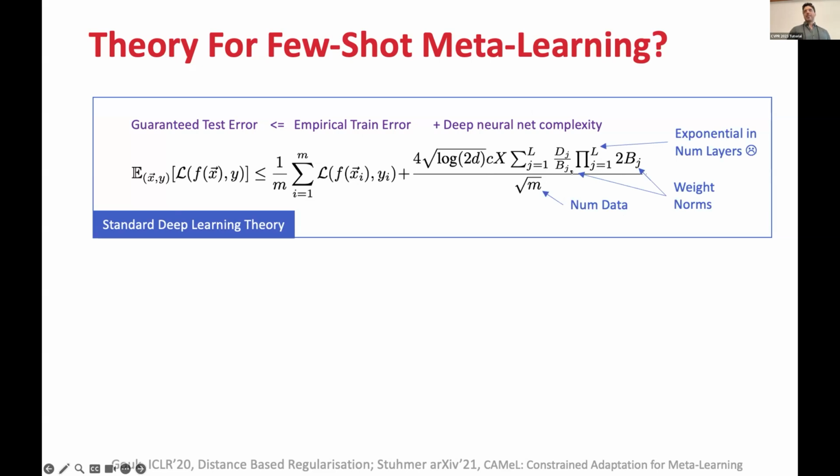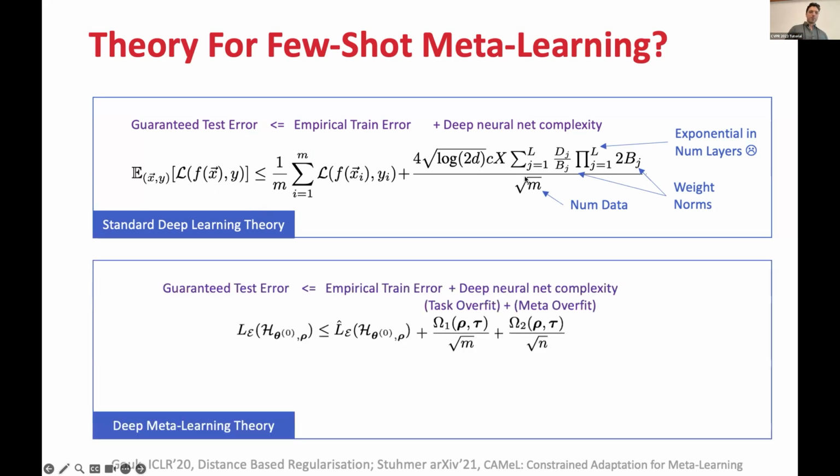Because this term is exponential in the number of layers, as soon as you have a big neural network, this term is definitely much greater than 1. Then even if your empirical train error is 0, the whole bound is meaningless. So the question is whether we can have a low training error and also keep this term as low as possible. This is the kind of thing that theory people worry about.